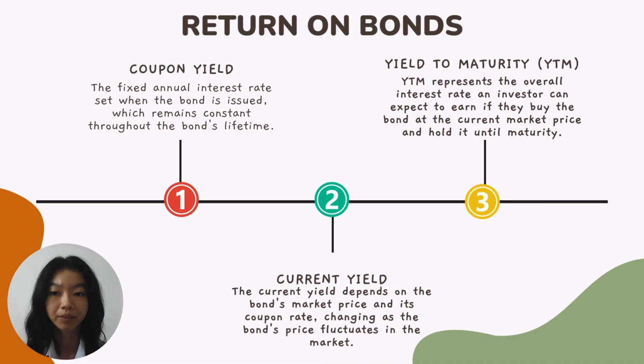There are three types of returns on bonds. The first one is coupon yield, a yearly interest rate that is fixed at the time of issue. The second one is current yield, calculated by dividing the annual coupon payment by the bond's current market price. And the last one is yield to maturity. It is the overall interest rate if held until maturity.